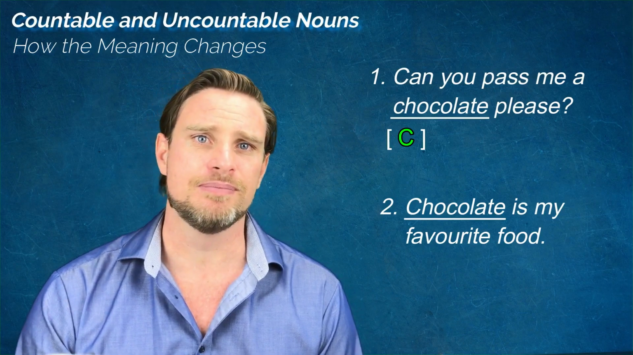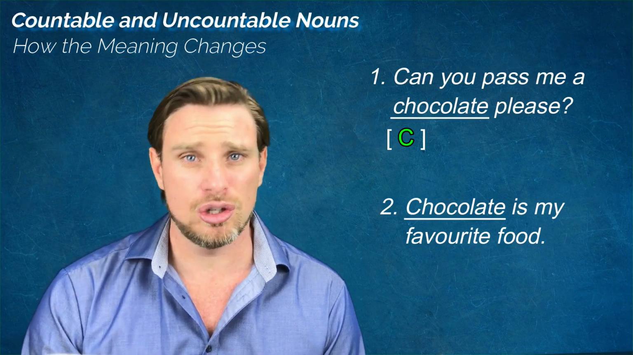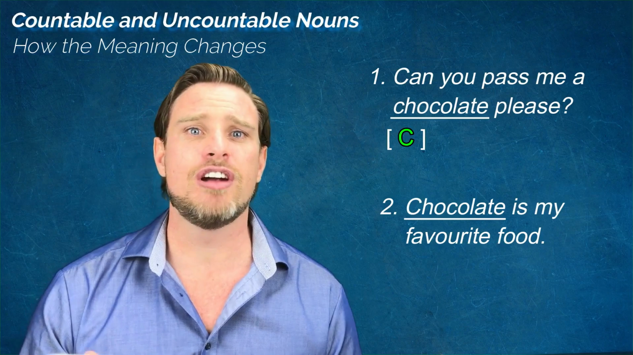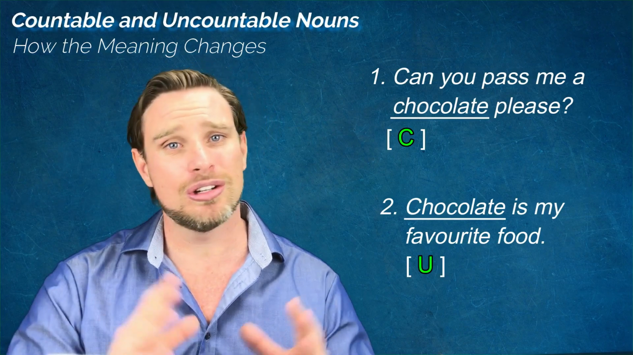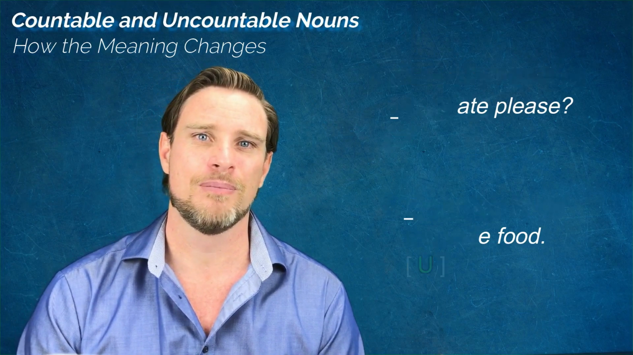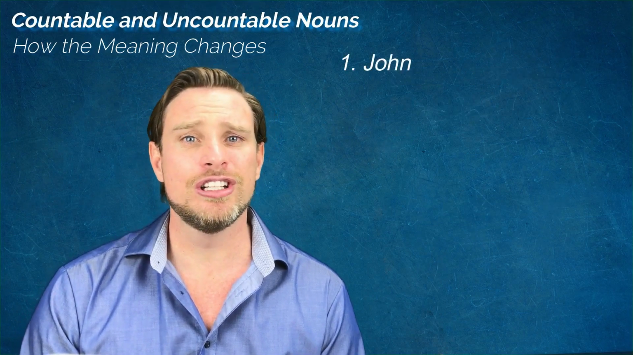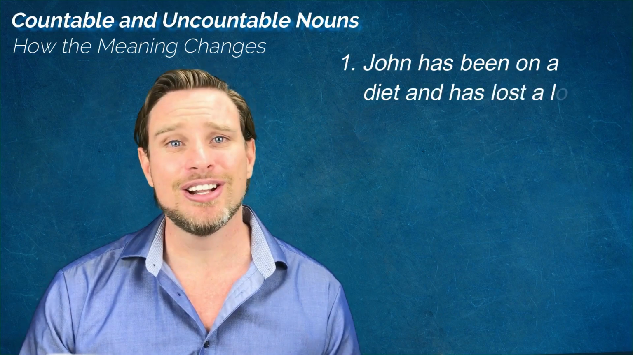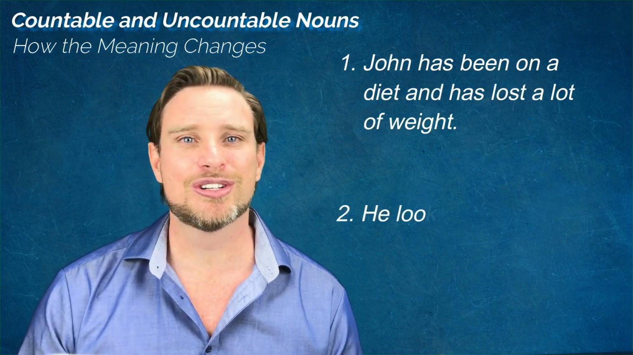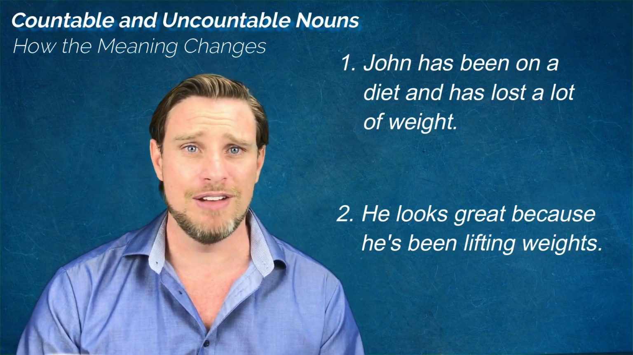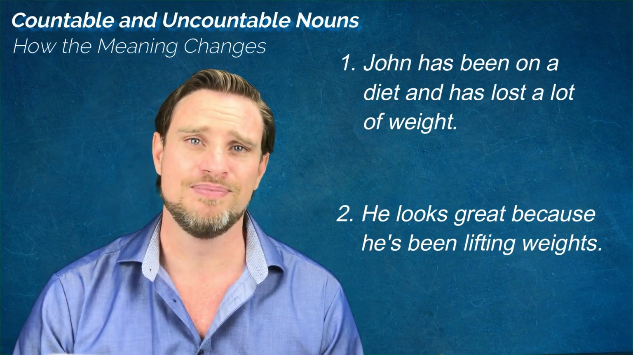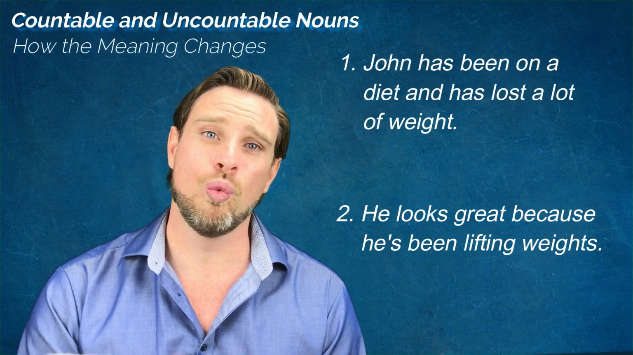It's the same meaning. The second sentence, chocolate is my favorite food. This is very similar to our first example with coffee. We are talking about chocolate in general. The next one. John has been on a diet and has lost a lot of weight. He looks great because he's also been lifting weights. Okay, have a think. What is the noun? The noun is, of course, weight.